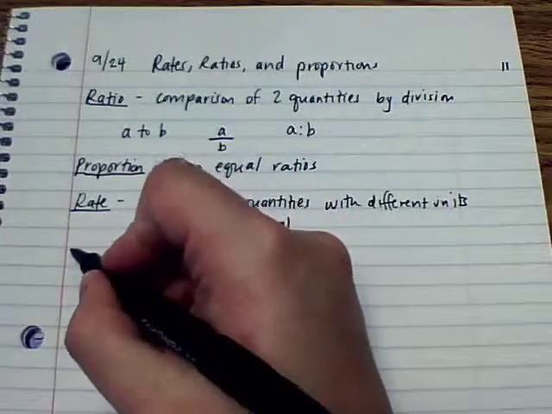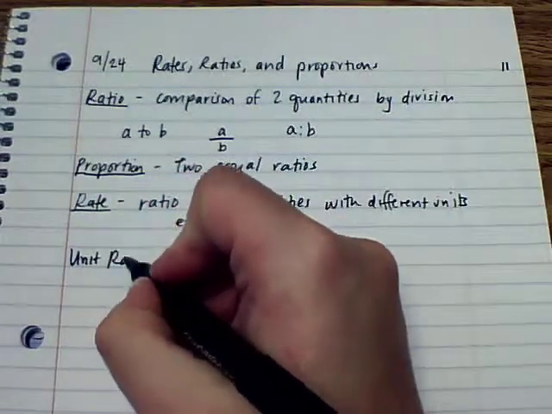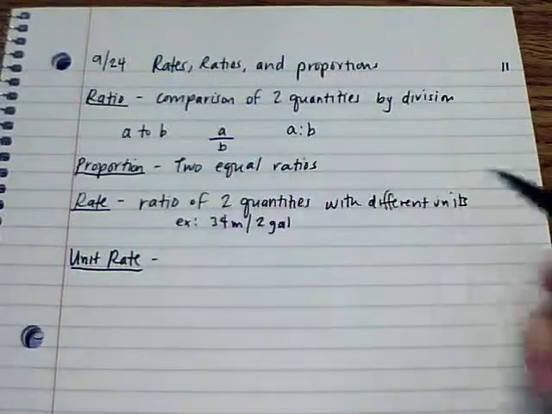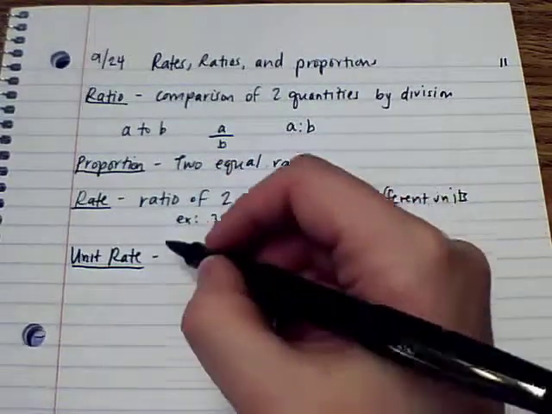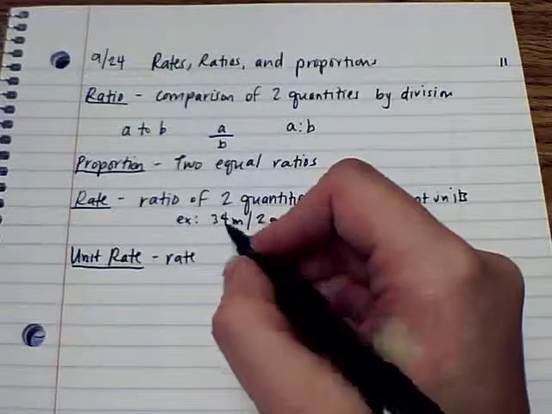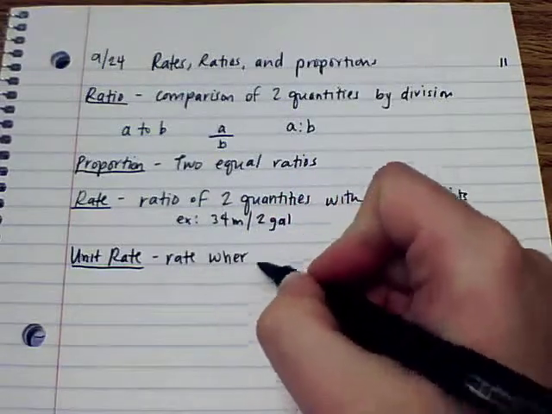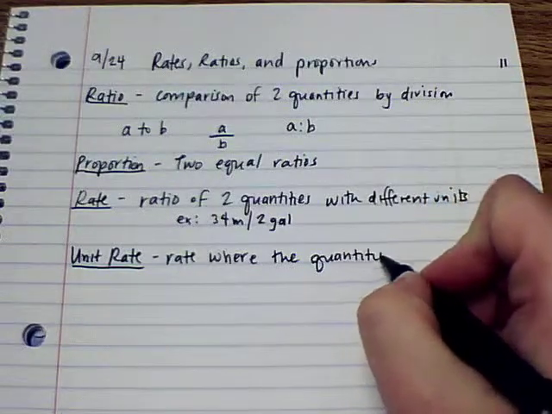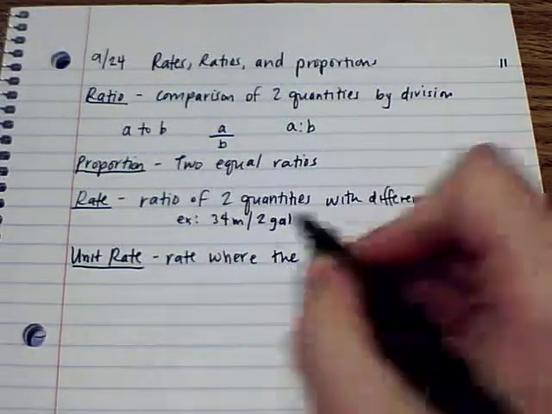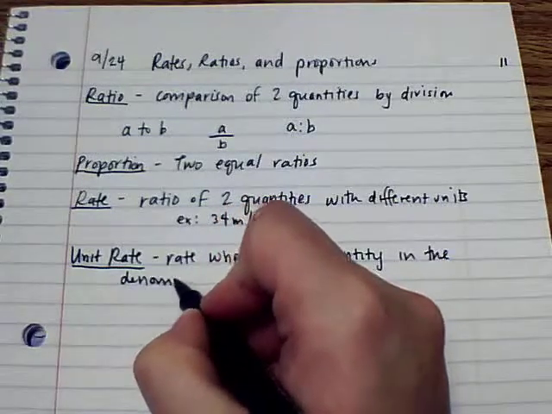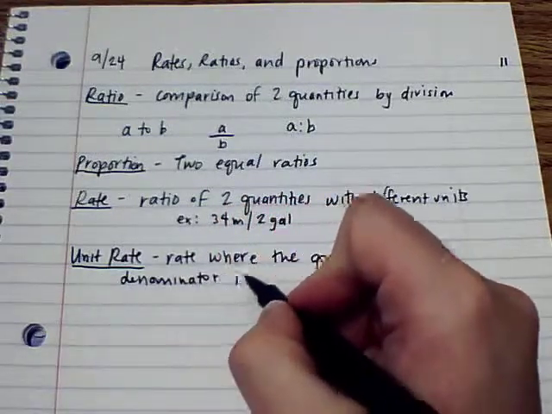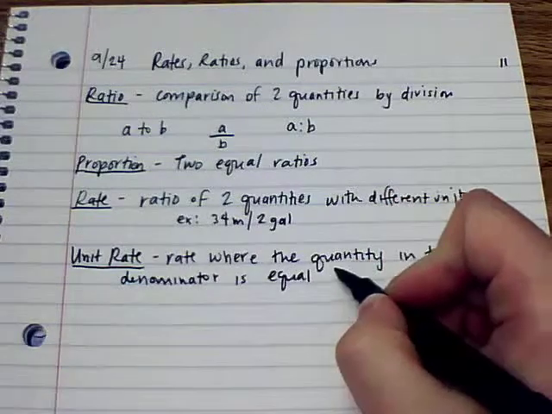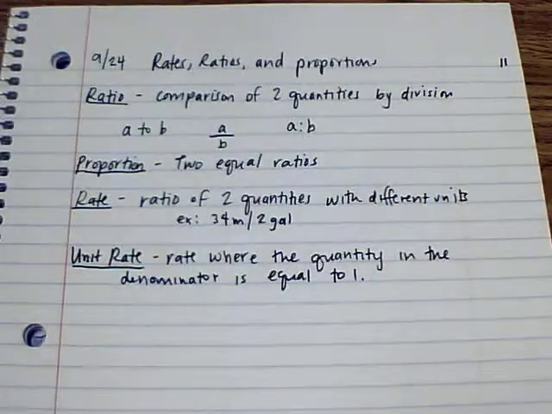And then we have a unit rate, which is a rate where the quantity in the denominator, so the denominator is the bottom of our fraction, is equal to 1. So there are our 4 definitions that we're looking at today.